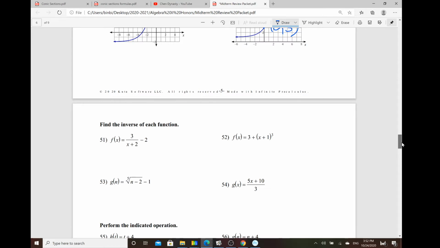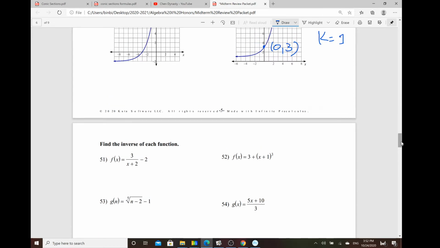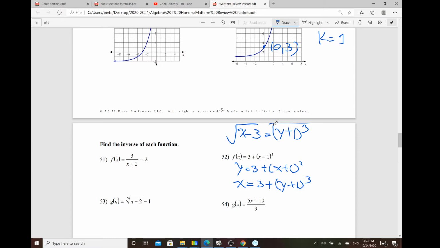And now for the rest of this, 51 to 54, finding the inverses. So again, finding inverses, you want to rewrite it in terms of x and y. And then you swap the variables. And then after you swap the variables, you want to solve for y in terms of x. So subtract 3 from both sides. And then cube root both sides. And then after that, subtract 1, so cube root of x minus 3, minus 1, then that'll be the inverse of f of x.